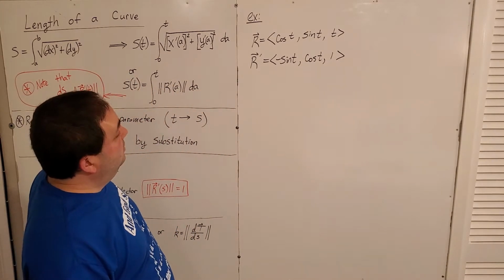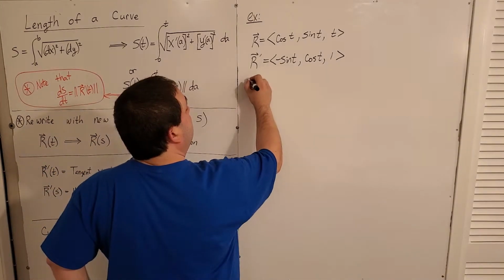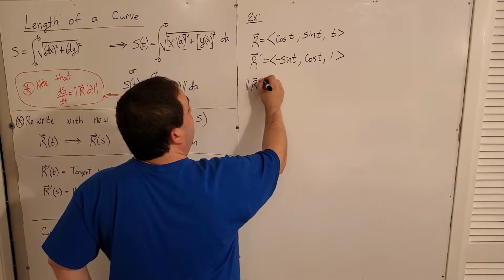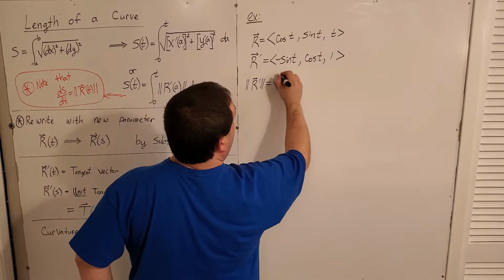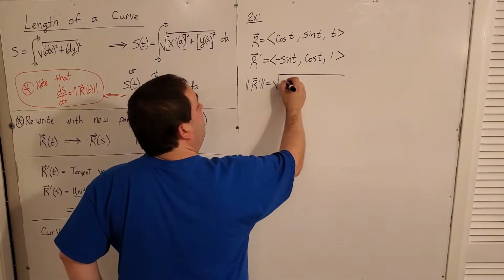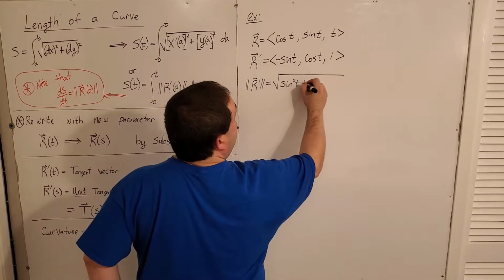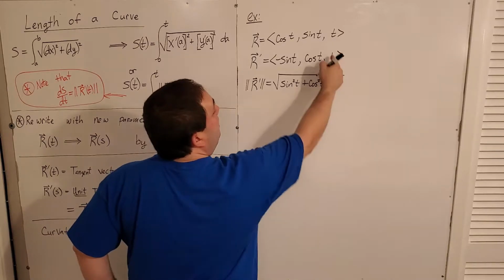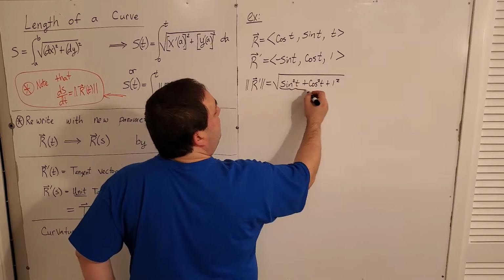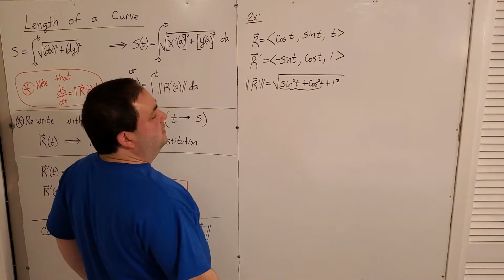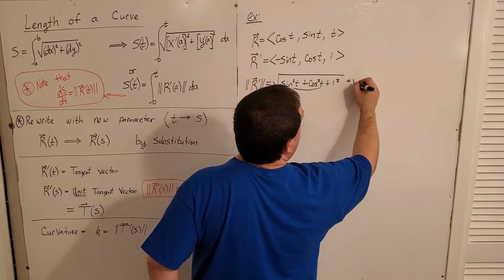Okay, so then from there, what I would want to do is find the length of that vector with respect to t, right? So it's just square root. I've got sine squared, because negative squared is positive, plus cosine squared of t, and plus 1 squared. But cosine squared plus sine squared is 1, right? 1 plus 1. What I'm ending up with here is square root of 2.